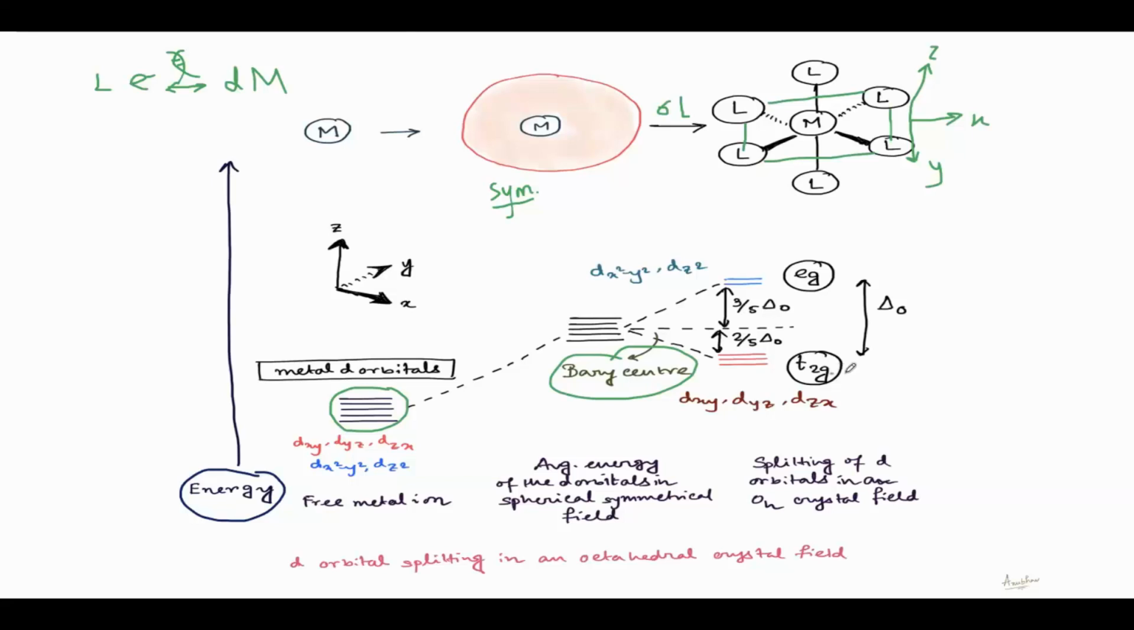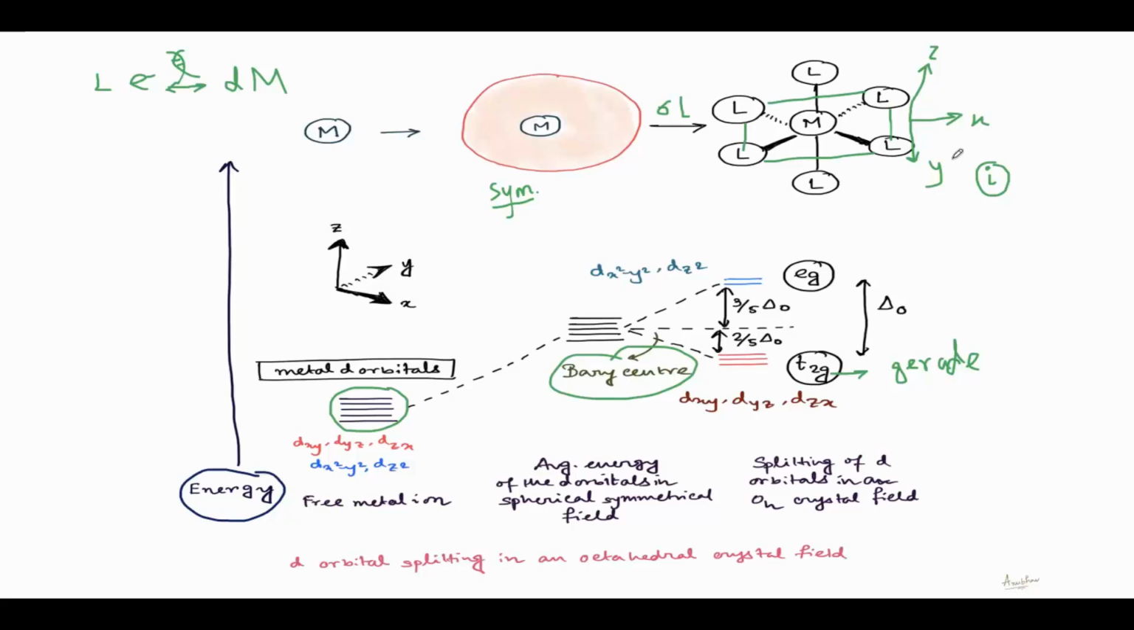This g suffix is actually coming from the name gerade. It's a German word, and it means having a point of symmetry. In case of an octahedral complex, the point of symmetry is denoted by the letter small i. This small i, or this point of inversion, or you can say the center of symmetry, is such a point from which if you go in one direction, we will find the same in the opposite direction.